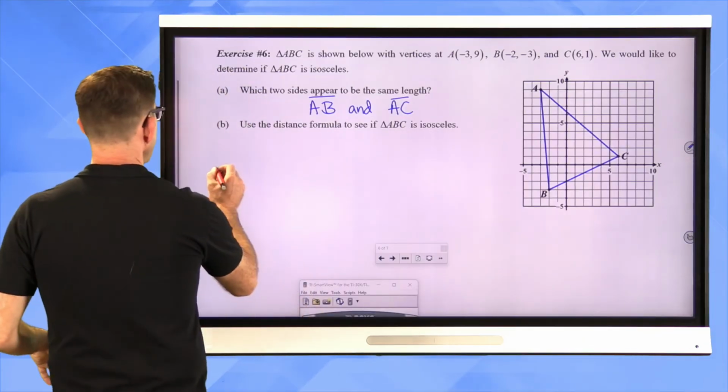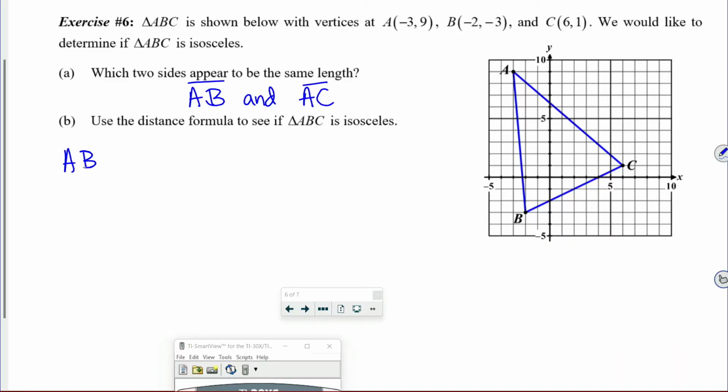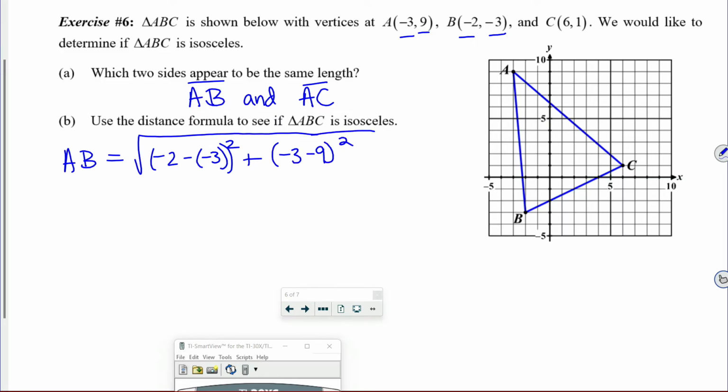And I'm going to actually write it down like this. AB is equal to, right? Now I'm going to use the distance formula because literally that's what I'm doing here. I'm finding the distance between point A and point B. So I'm going to have negative 2 minus negative 3 squared, right? Then I'm going to have negative 3 minus 9 squared. I just have to be very careful with all my signs. Take my time.